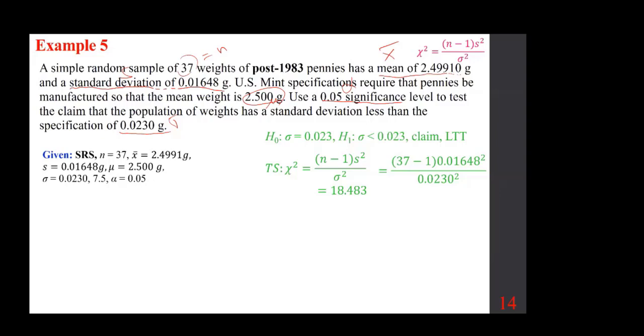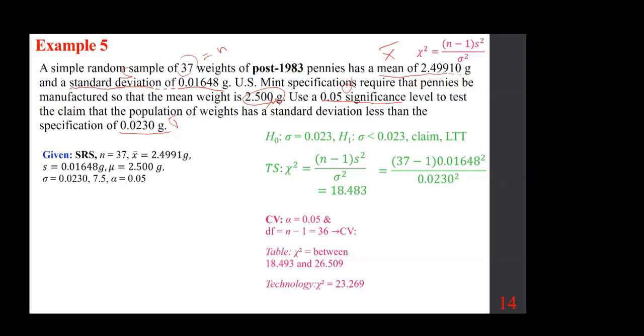18.483. That is your test statistic. What is it equal to? 18.483. You are going to come up with the critical value. This is a left tail test. Alpha is 0.05. Degrees of freedom is n minus 1, or 36. And the total area to the right is 1 minus 0.05, or 0.95, for the sake of reading.